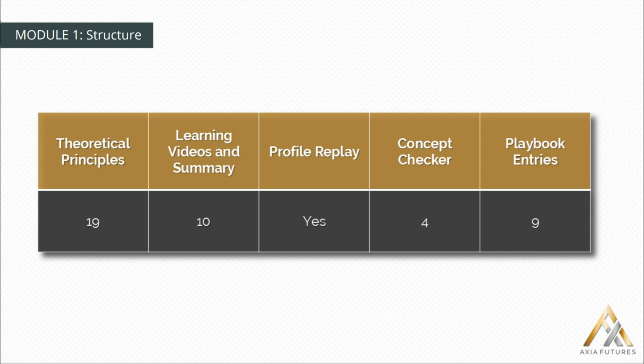We'll then have a concept checker at the end of each part. Again, the concept checker is to ensure that you've understood all the principles taught throughout each part. And last but not least, at the end of every part, there will be a playbook entry. This playbook will be provided to you and you will then have to complete it before moving on to the next section. In total, there will be 9 playbook entries throughout Module 1.